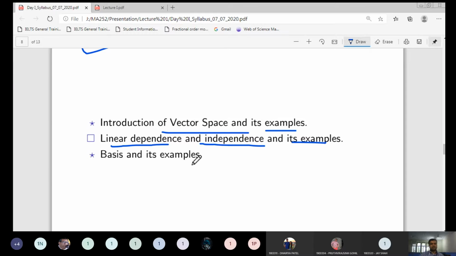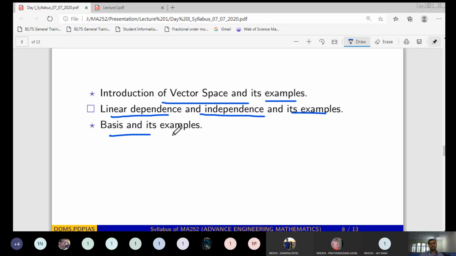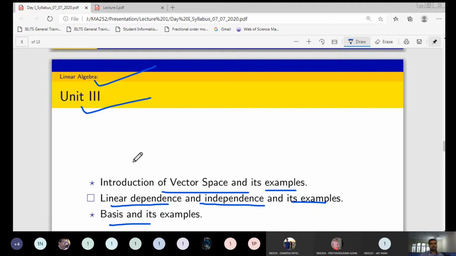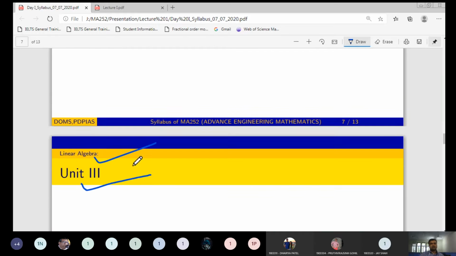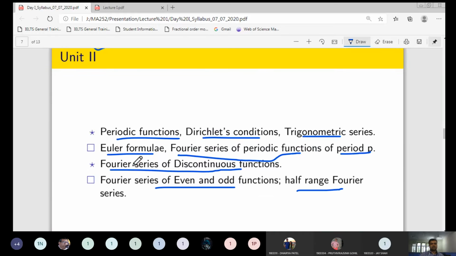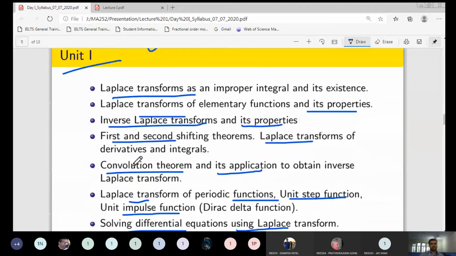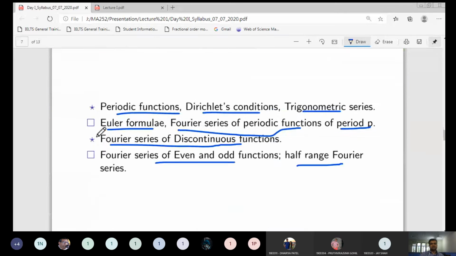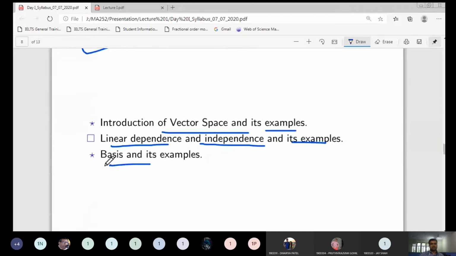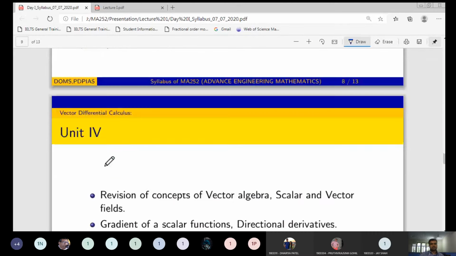We will also discuss the basics and its examples in linear algebra. So this is the outline of my course. I will teach you unit number 1, unit number 2, and unit number 3 during this semester. And the most important part is the references.